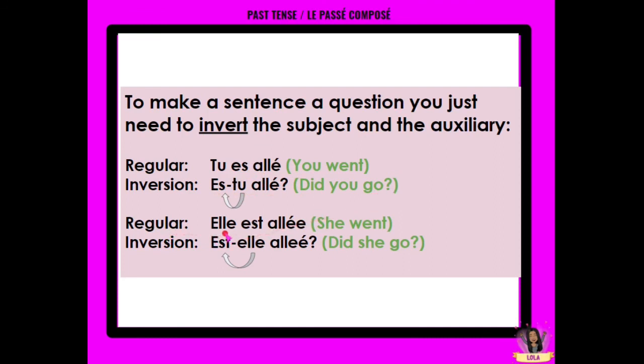Here's another example. Elle est allée means she went. Notice that we added the extra E because we're talking about a girl. And we're going to flip these two so it becomes est-elle allée? Did she go?